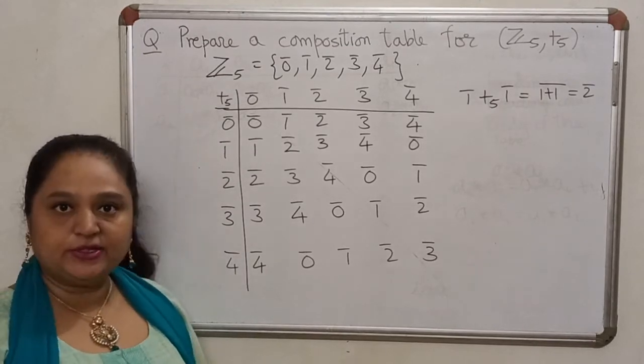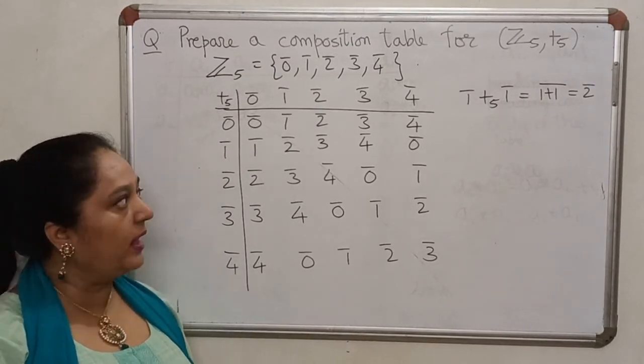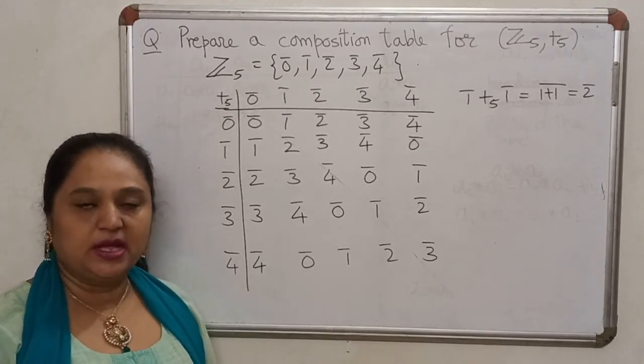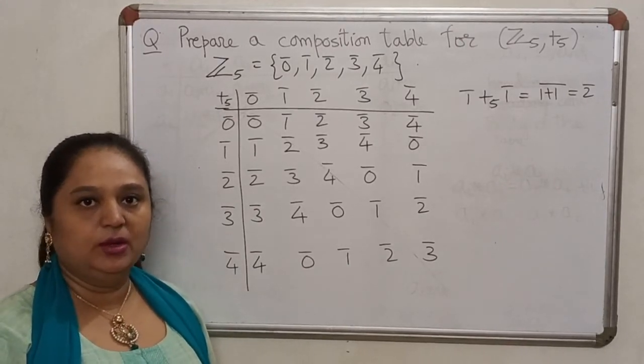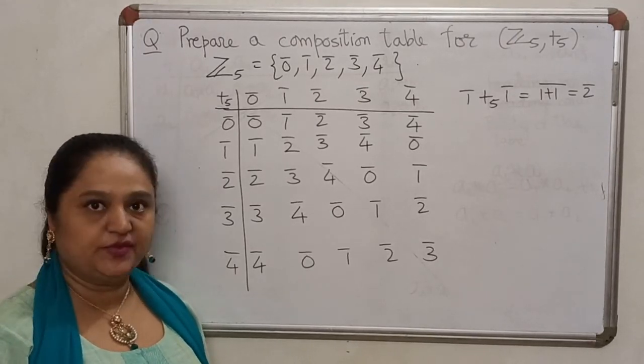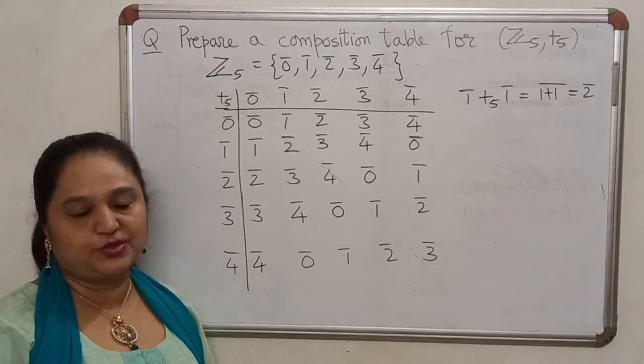In the next lecture, we will look at some examples of composition tables, and from there we will determine whether the operation is commutative, and using some calculations we will check whether it is also associative.